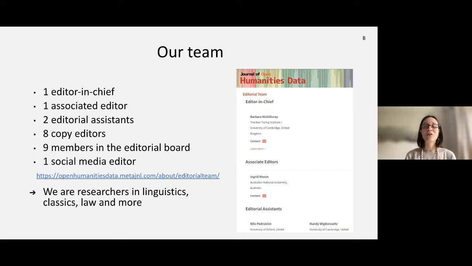We are all researchers in various disciplines of the humanities. We have a skew towards linguistics, because that's my field and that's where my network tends to focus. But I'm particularly keen to expand and diversify the team. We also have classics, law, a range of nationalities represented as well. But we're always looking for growing and diversifying the team.